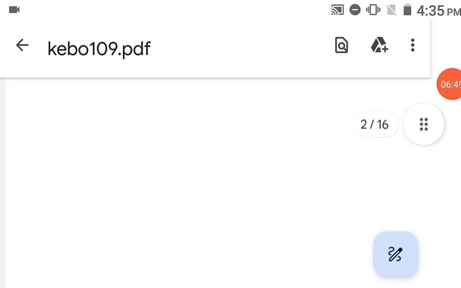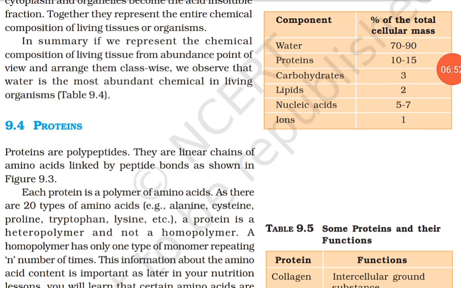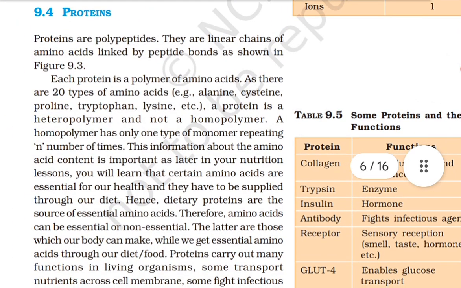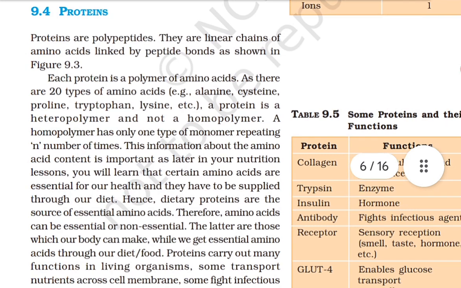Proteins carry out many functions in living organisms. Some transport nutrients across the cell membrane, some fight infectious organisms, some are hormones, some are enzymes, etc. You will read Table 9.5. Collagen is the most abundant protein in the animal world, and ribulose bisphosphate carboxylase oxygenase, RuBisCO, is the most abundant protein in the whole of the biosphere.